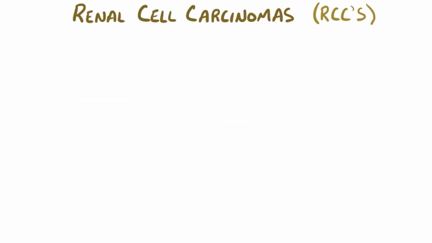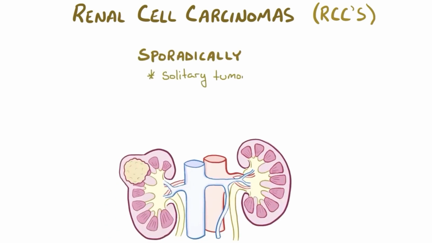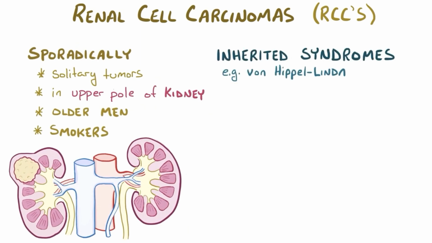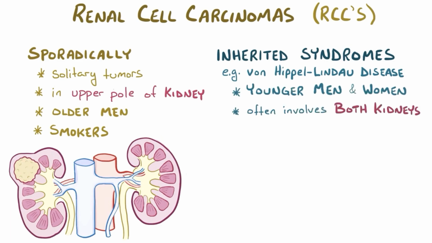Renal cell carcinomas can arise sporadically, or they can be part of an inherited syndrome. Sporadic tumors are usually solitary tumors in the upper pole of the kidney, and most often happen among older men that smoke cigarettes. Inherited syndromes, like von Hippel-Lindau disease, can also give rise to renal cell carcinomas. In this situation, the tumors typically affect younger men and women, and often involve both kidneys.